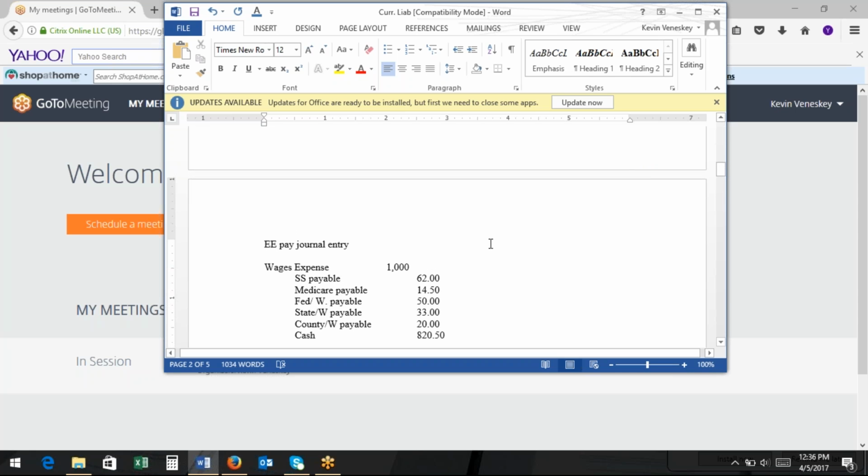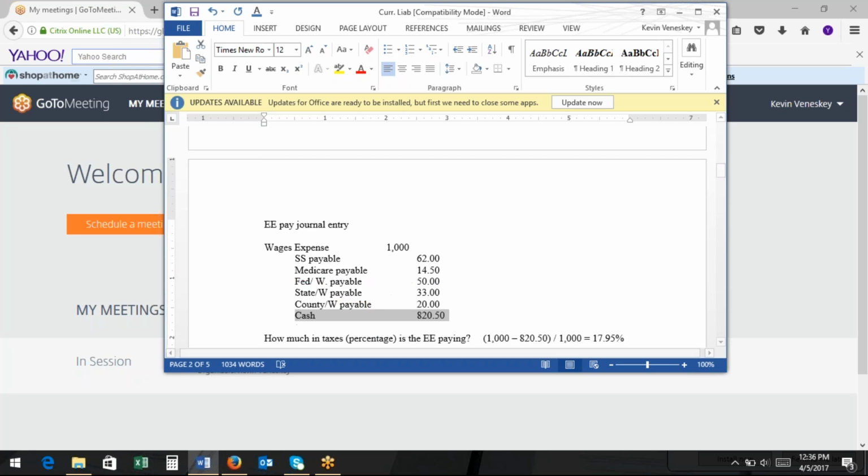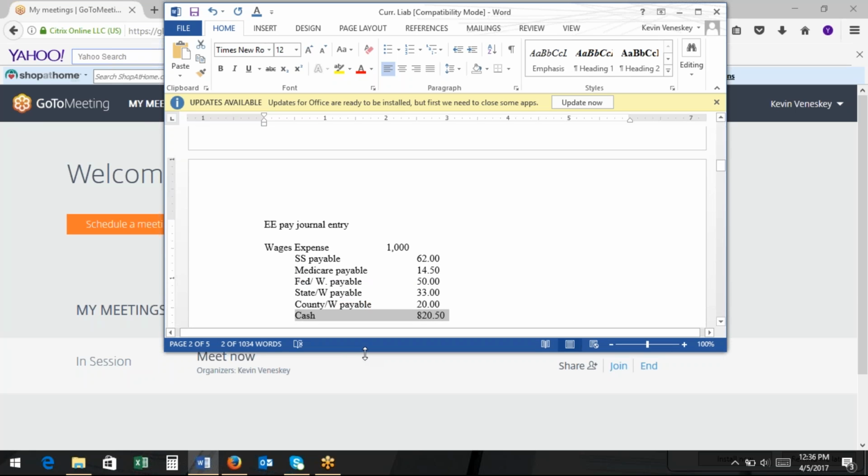Comes out to be $179.50. That's quite a bit of money being taken out for taxes. That doesn't include any garnishments, any medical insurance premiums or 401k. And so the last entry is to sum everything up and show how much I actually wrote a check to my employee for.